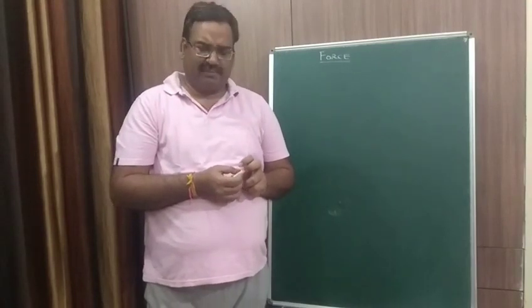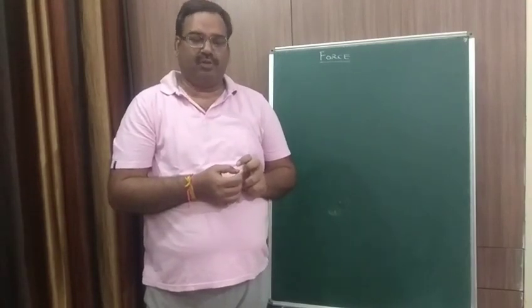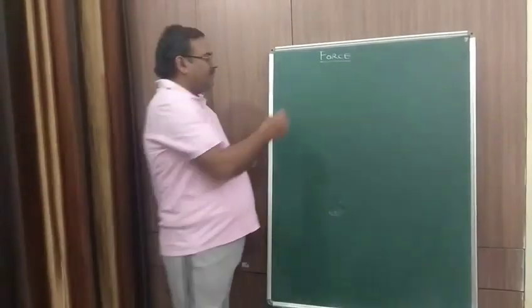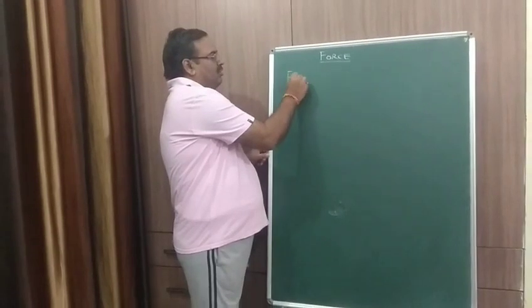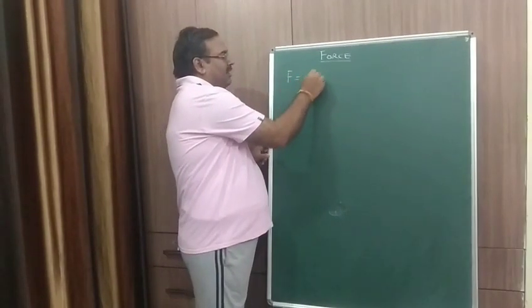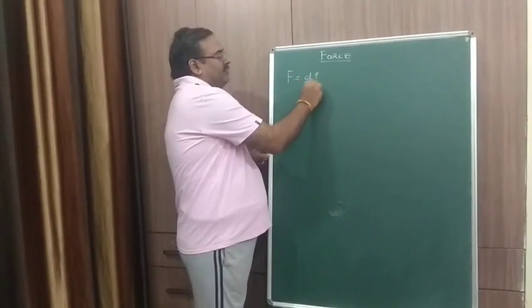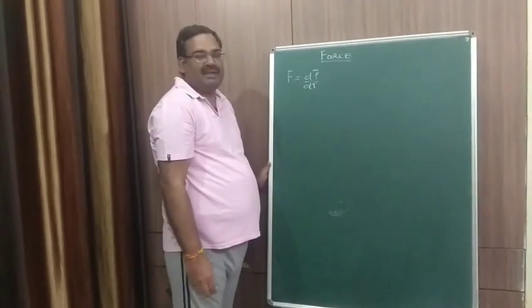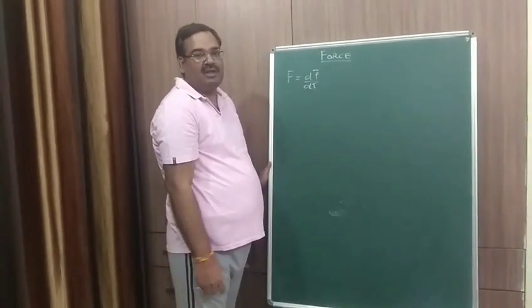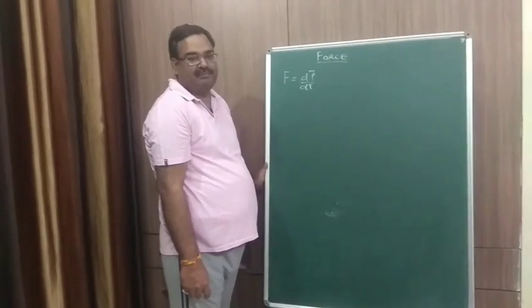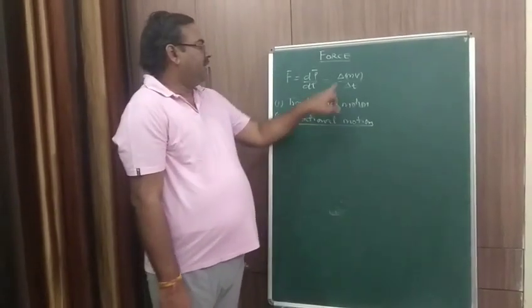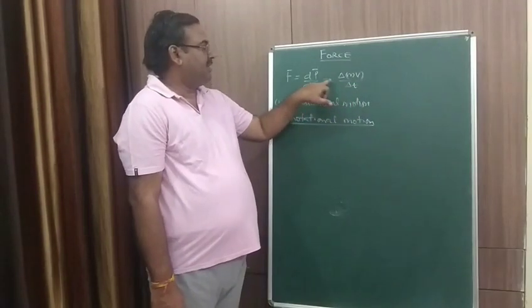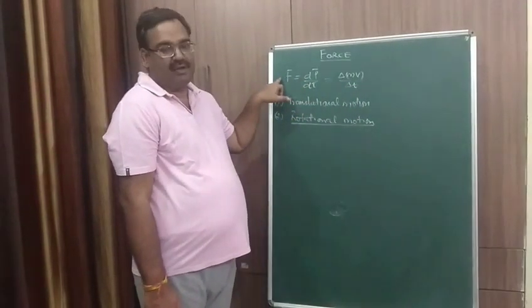It is also explained by Newton's second law of motion. So, Newton's second law states that force is equal to dP upon dt, where P is momentum and dP upon dt is the rate of change of momentum. Delta mv upon delta t. This is given by Newton's second law of motion.